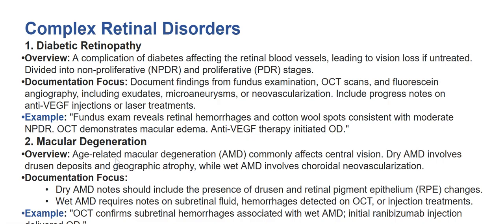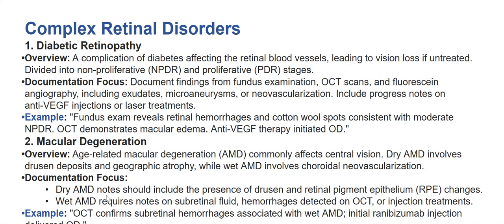Macular degeneration. Overview: age-related macular degeneration, AMD for short, commonly affects central vision. Dry AMD involves drusen deposits and geographic atrophy, while wet AMD involves choroidal neovascularization. We have dry and wet.